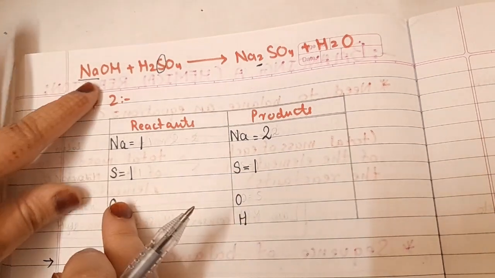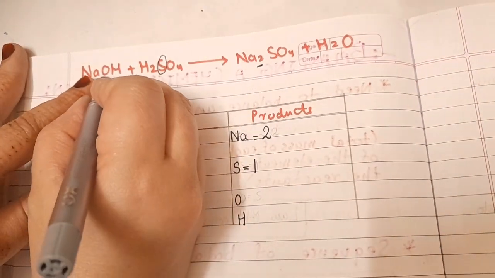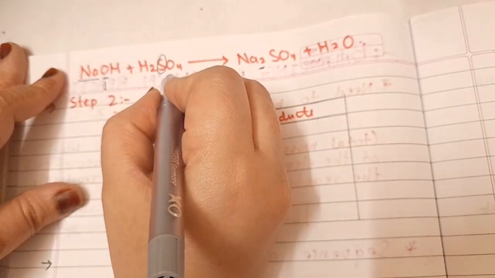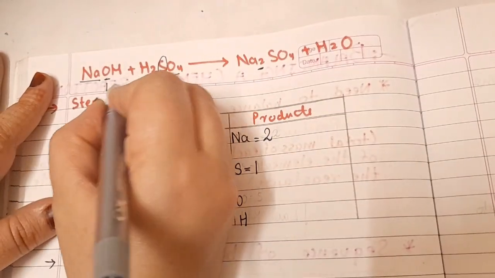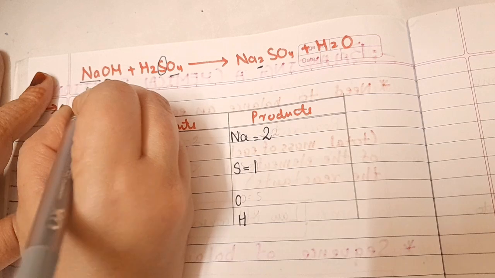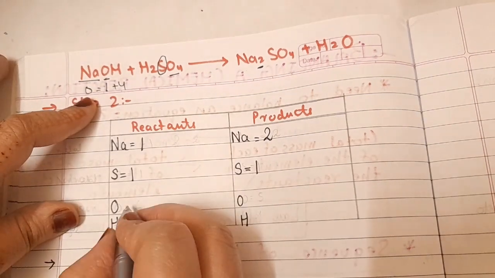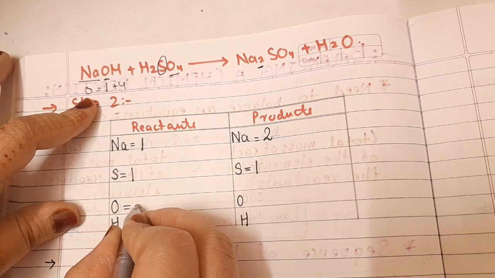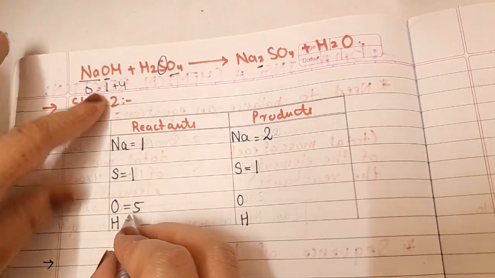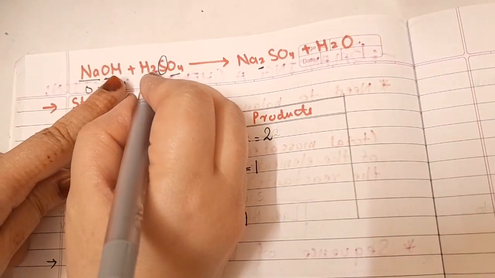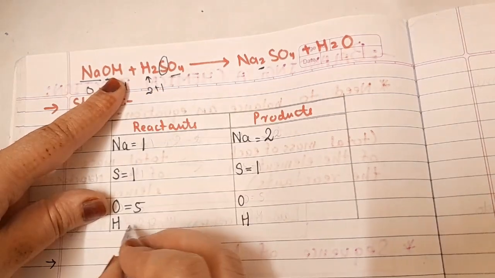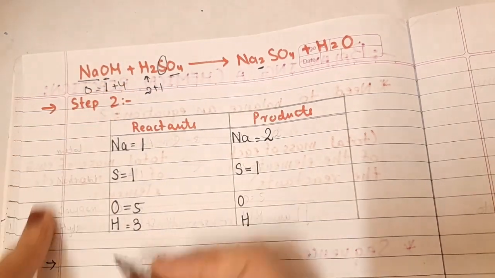And now oxygen. Here oxygen is 1 in sodium hydroxide, and in sulfuric acid we have 4 oxygen elements. Now 1 plus 4 will be 5. So write here 5. And hydrogen, we have 2 in sulfuric acid and 1 in sodium hydroxide. That means a total of 3 hydrogen elements are there.